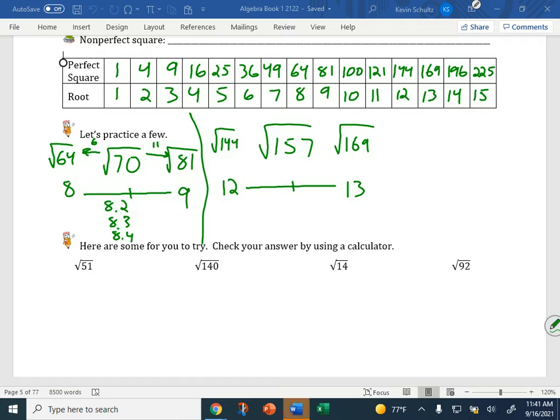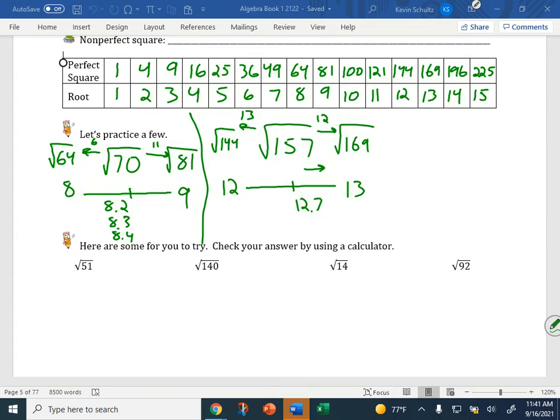How far away is 157 from 144? 13 away here. And 12 away here. So what would be some acceptable answers here? Go ahead. 12.7. It is technically closer to 169. So I would take 12.7.